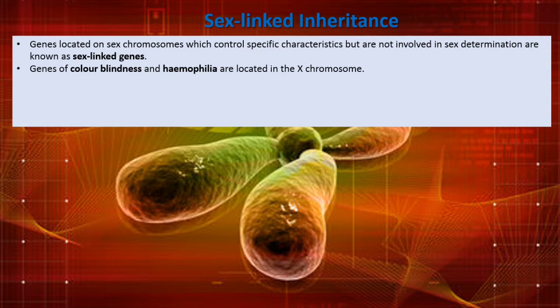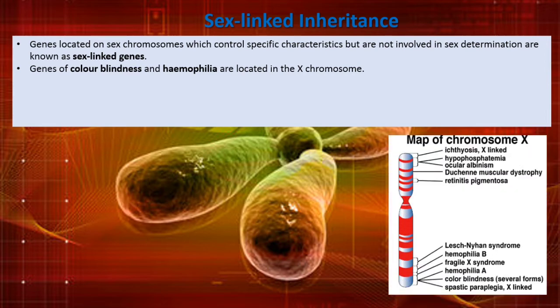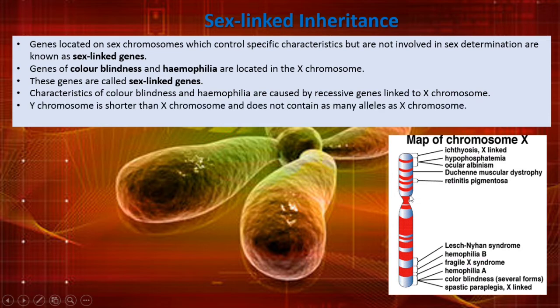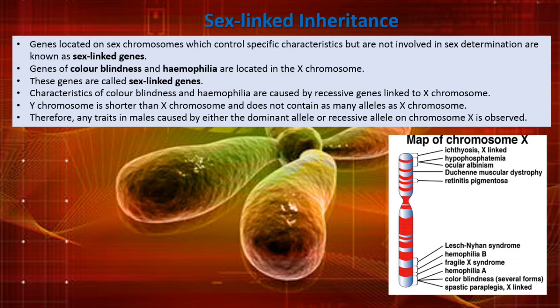Okay, so we can see the mapping of the chromosome X here. So chromosome X is the sex chromosome. Okay, the genes are called sex-linked genes because they are located on the sex chromosome. So the characteristics of color blindness and hemophilia are caused by the recessive genes linked to the X chromosome. Y chromosome is shorter than X chromosome and does not contain as many genes as X chromosome. Therefore, any trait in male caused by either dominant allele or recessive allele on the chromosome X is observed.